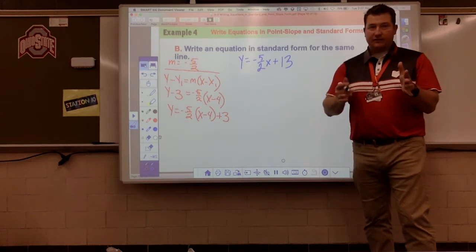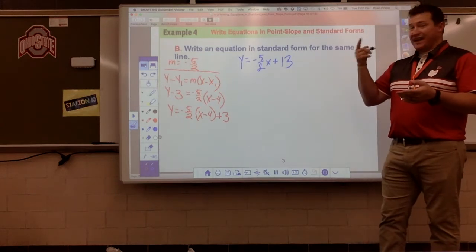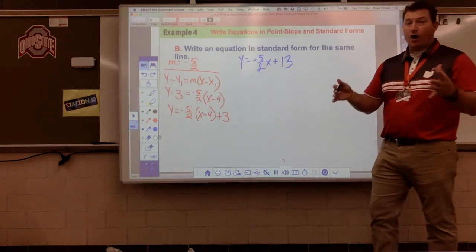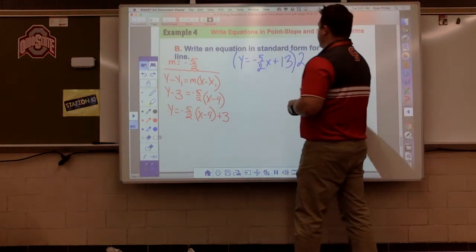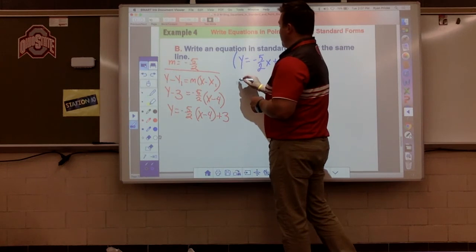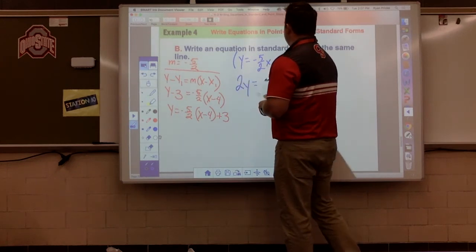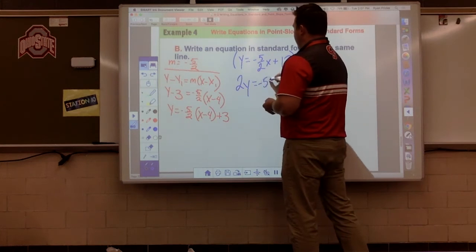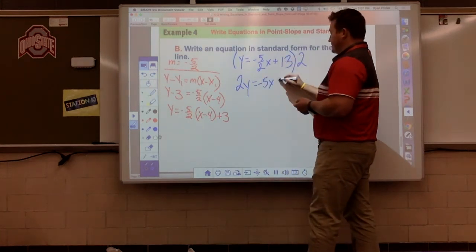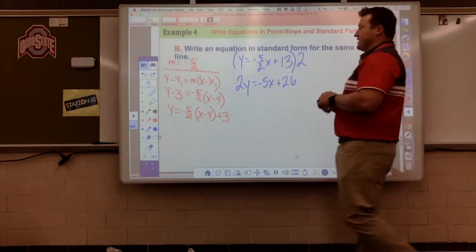And now we have to get rid of the fraction. So it's negative 5 halves. So we're going to multiply all 3 terms by the number 2, right? Everybody's getting multiplied by 2. So 2 times y is 2y. 2 times negative 5 halves is just negative 5. And 2 times 13 is 26.